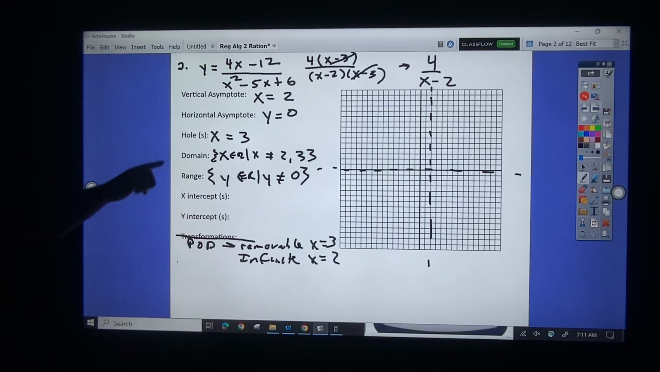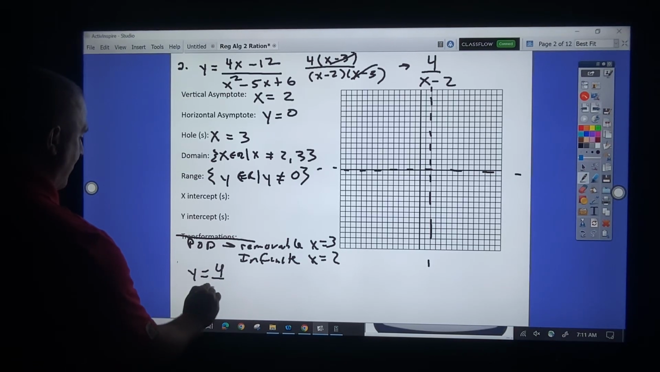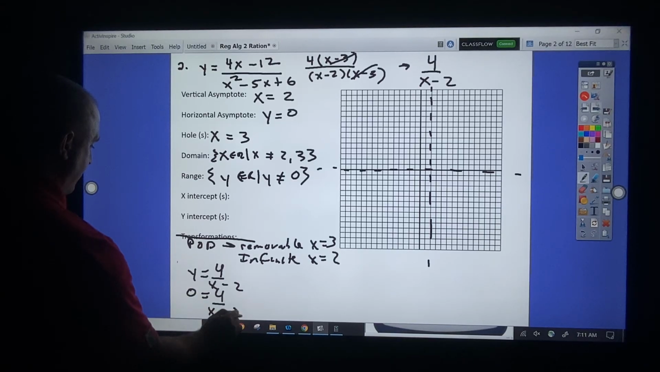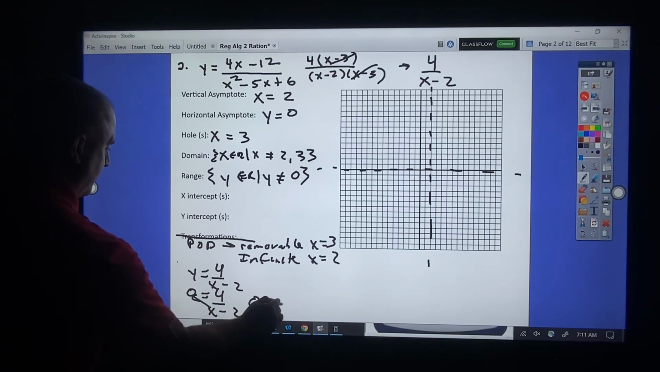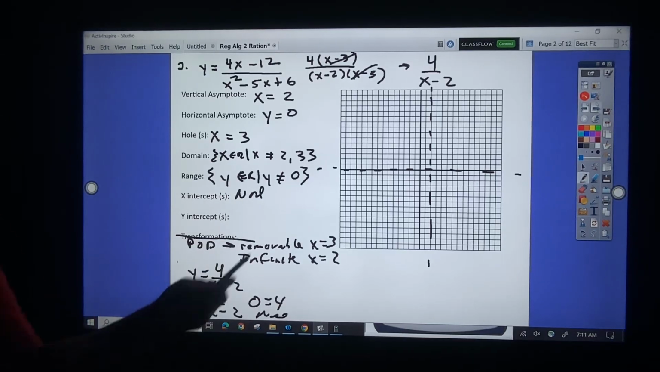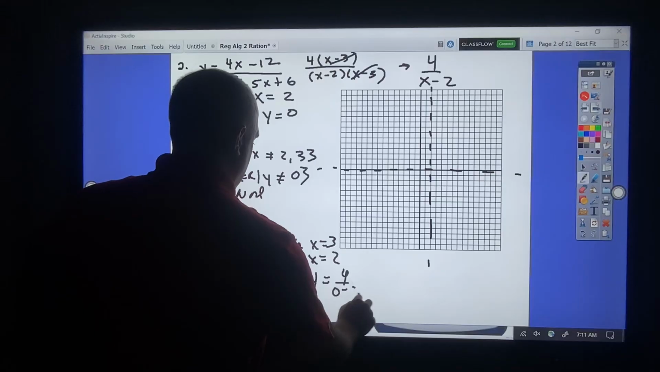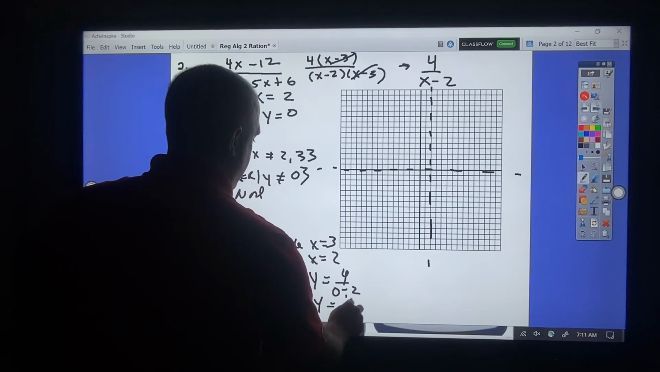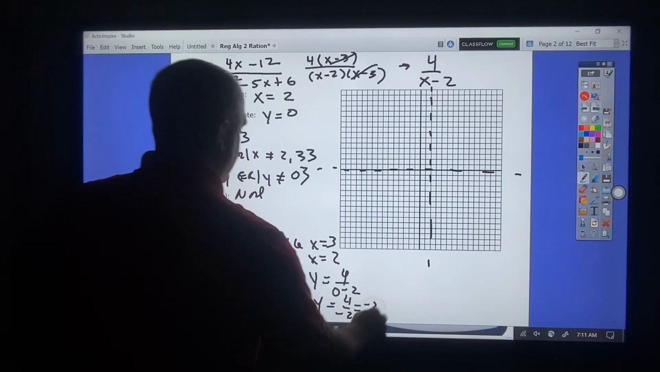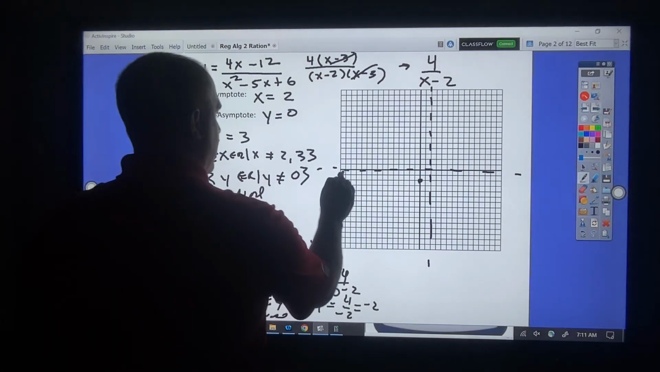Okay, to find the x-intercept, I have y equals 4 over x minus 2. So I'm going to put 0 in for y. If I cross multiply, 0 equals 4, which would be none. For my y-intercept, I would put 0 in for x. So 4 over negative 2 is negative 2. Okay, so I have one here.